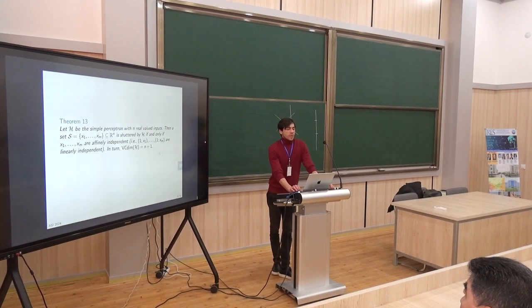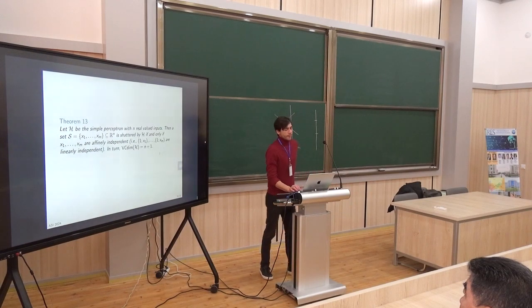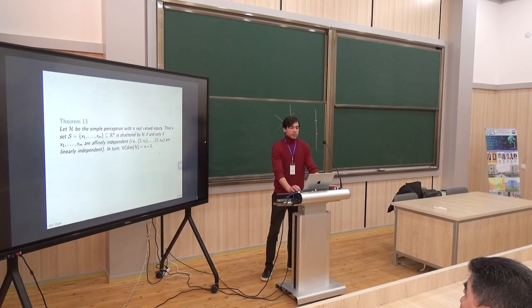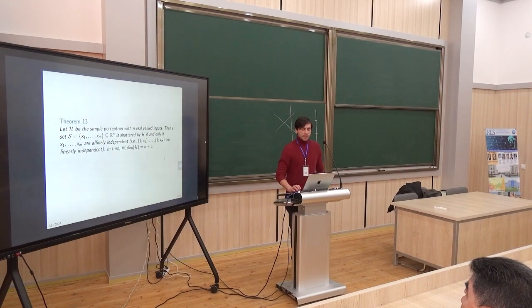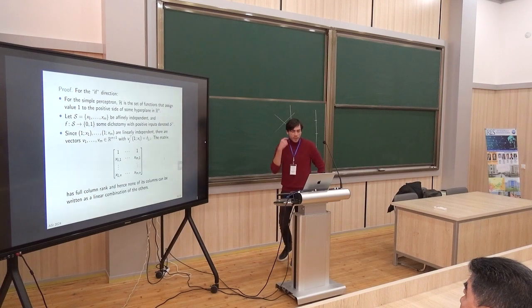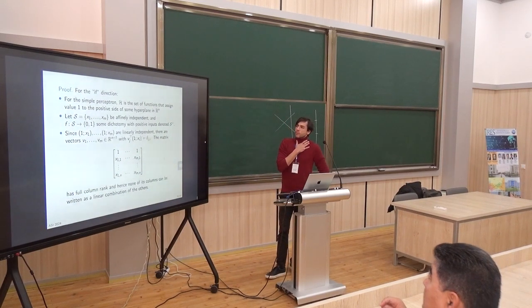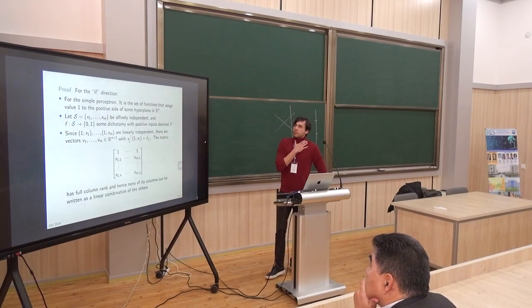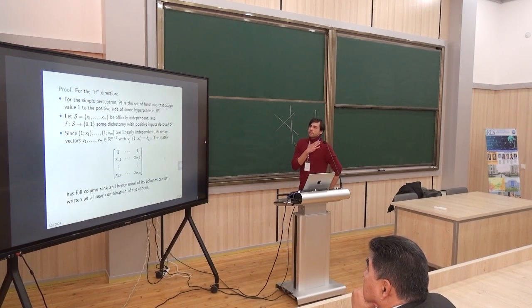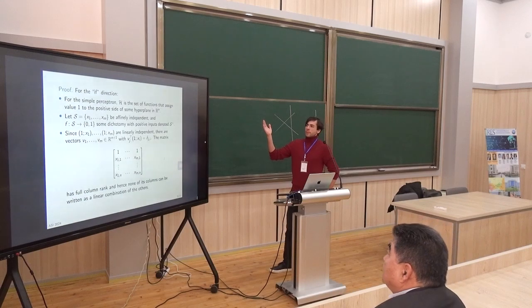So I guess so far we actually saw a proof of the growth function for the simple perceptron, but now maybe we can try to see this more explicitly and say something about the VC dimension itself. So, a quick argument for this. A simple perceptron is a set of functions that assign value 1 to the positive side of some hyperplane.